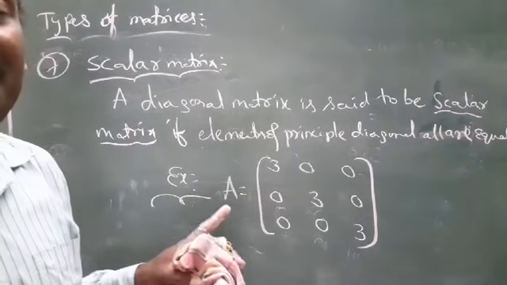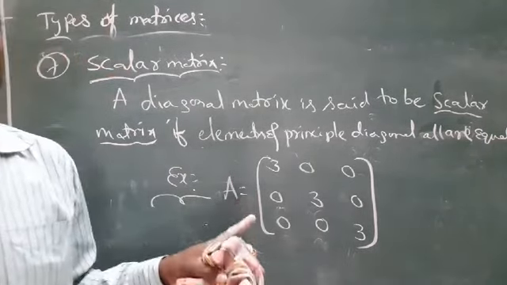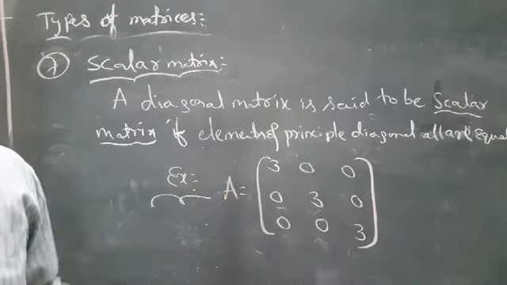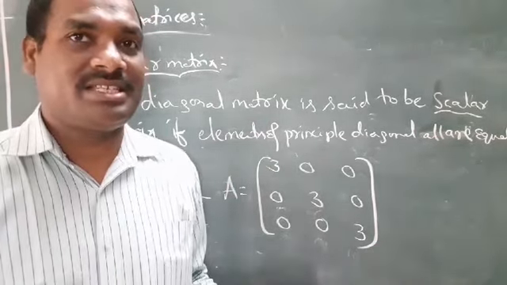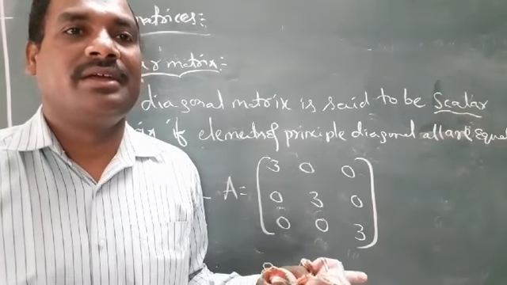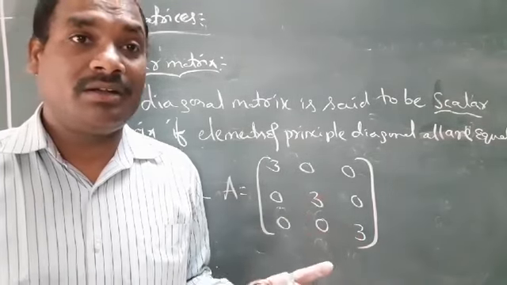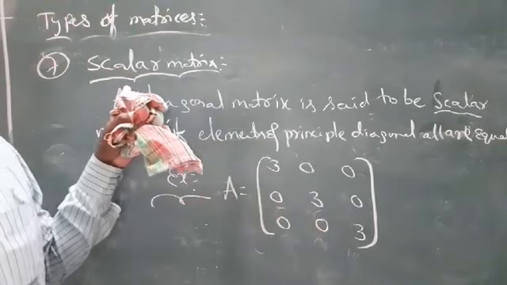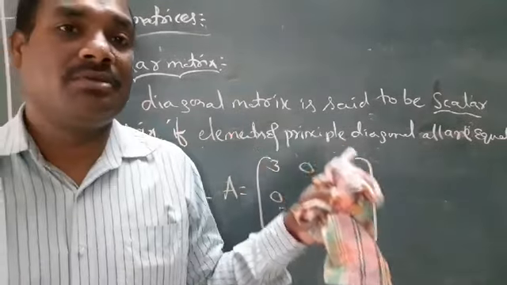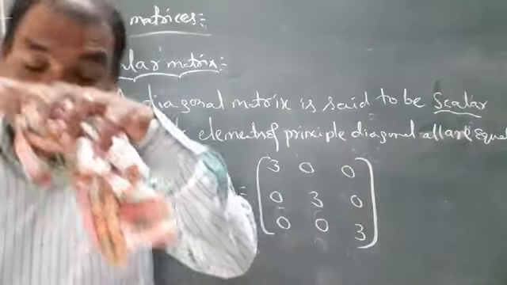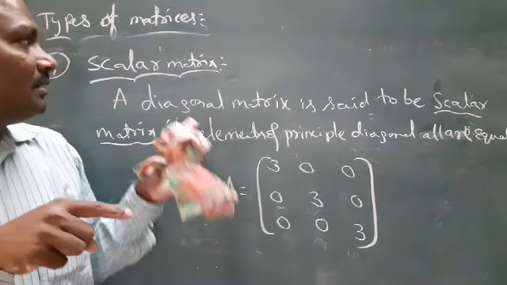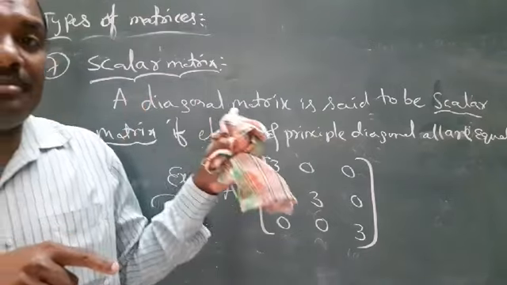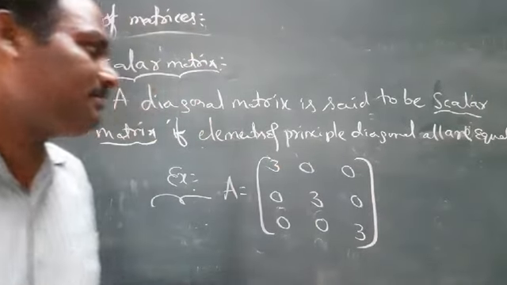What are we observing here? Every scalar matrix is a diagonal matrix, but a diagonal matrix need not be a scalar matrix.